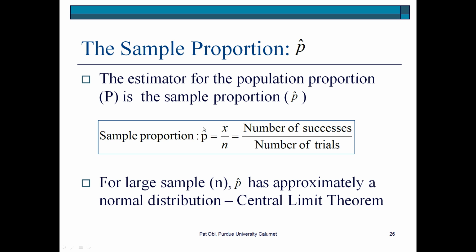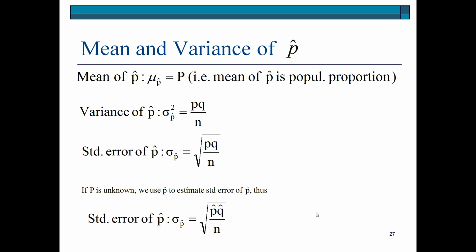Now though, the distribution of p hat typically follows the distribution of x, which is binomial. But for large samples, p hat has approximately a normal distribution, and that's by appeal to the central limit theorem. And that's what we're going to employ in confidence interval estimation. Keep in mind that the mean of p hat is the population proportion p.